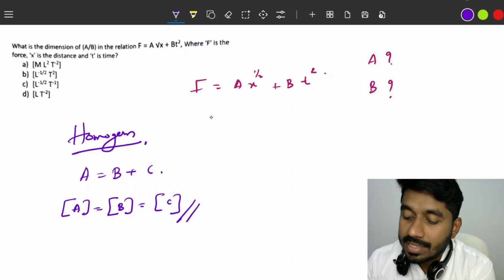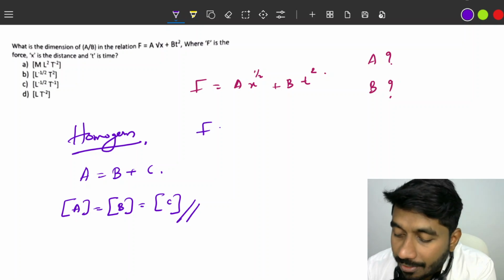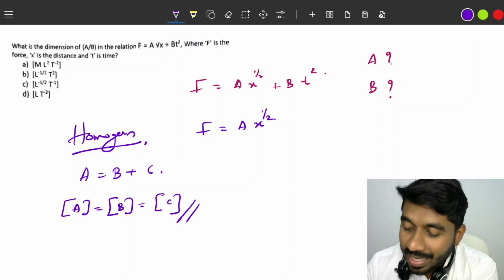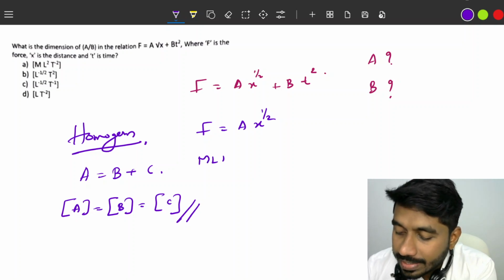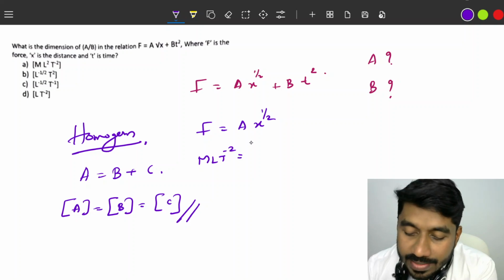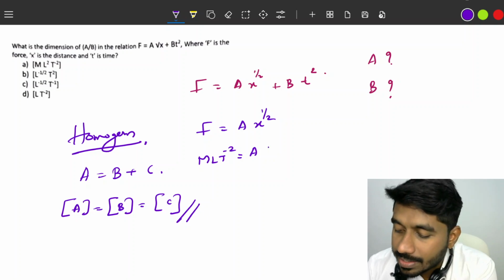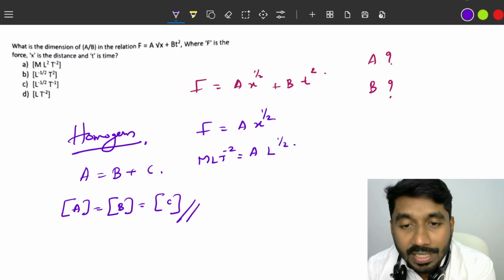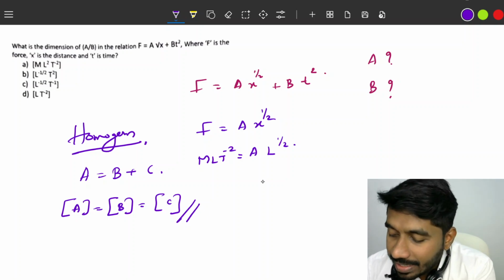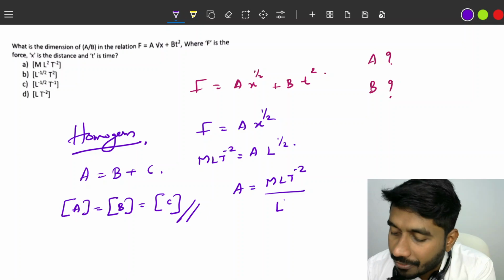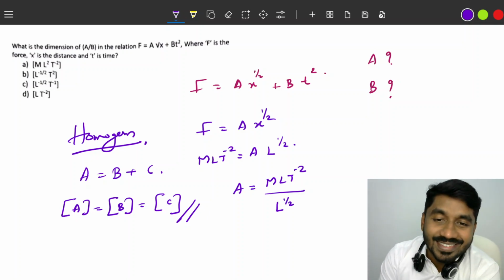Here, using that property, I can take F equal to A X raised to 1 by 2. Clear? What is F? M L T raised to minus 2. A is a constant actually, so we can let it be, and X is the distance, so I can write it as L raised to 1 by 2. Is this clear? And I can take A equal to M L T raised to minus 2, take the L raised to 1 by 2 into the left side, you will get the answer like this, right?